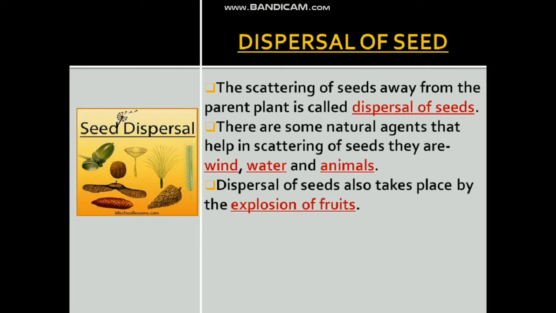There are some natural agents that help in the scattering of seeds. They are wind, water and animals. These natural agents, wind, water and animals, help in the dispersal of seed. Dispersal of seeds also takes place by the explosion of fruits. When the fruits dry up, they just explode, they burst, and the seeds are scattered. Now we'll read about these agents of dispersal of seed in detail.